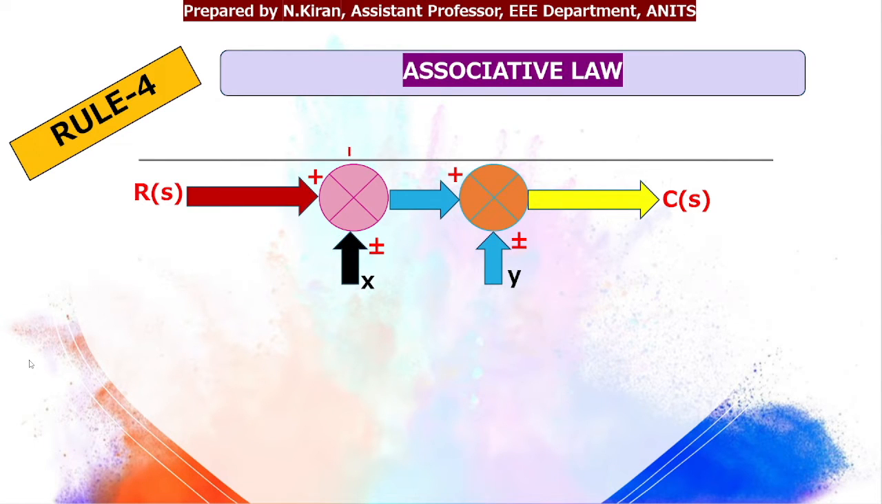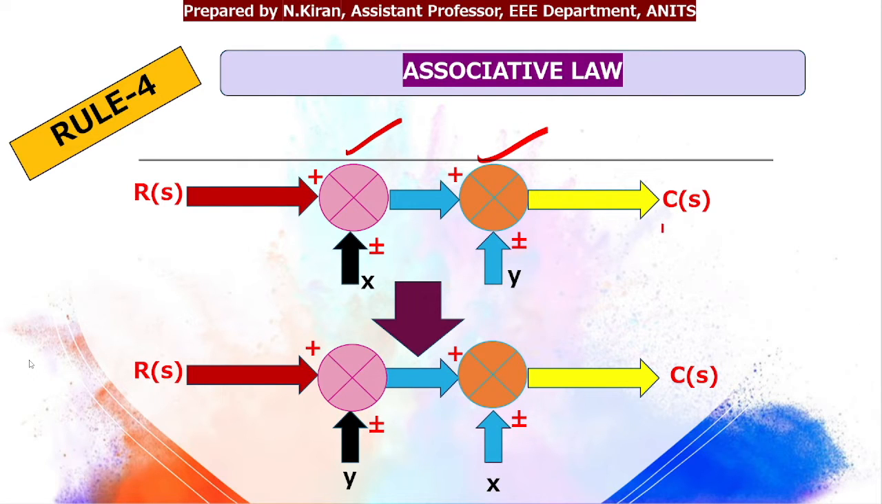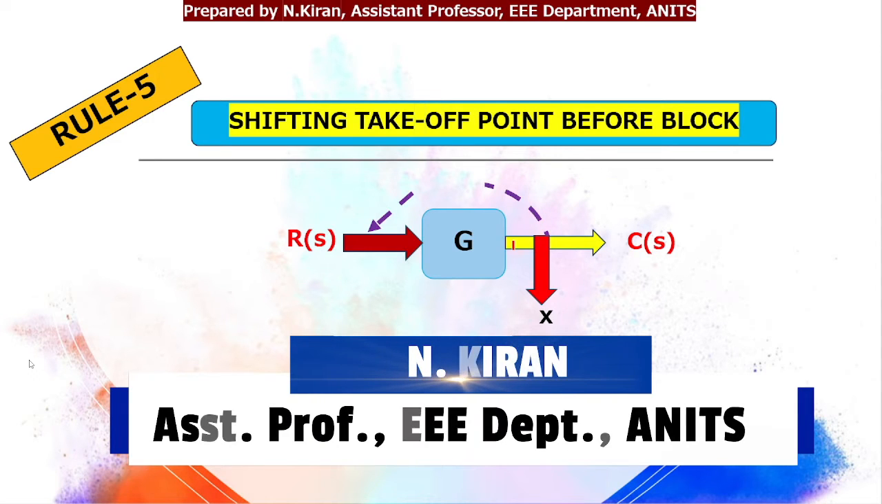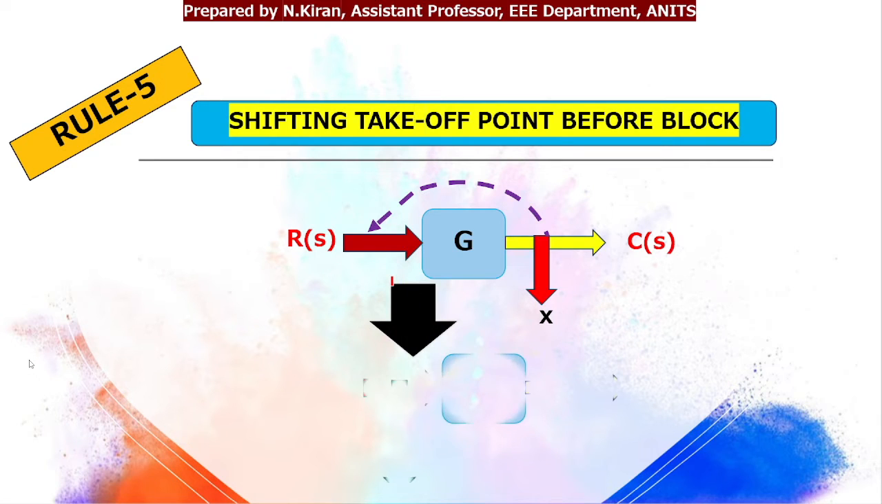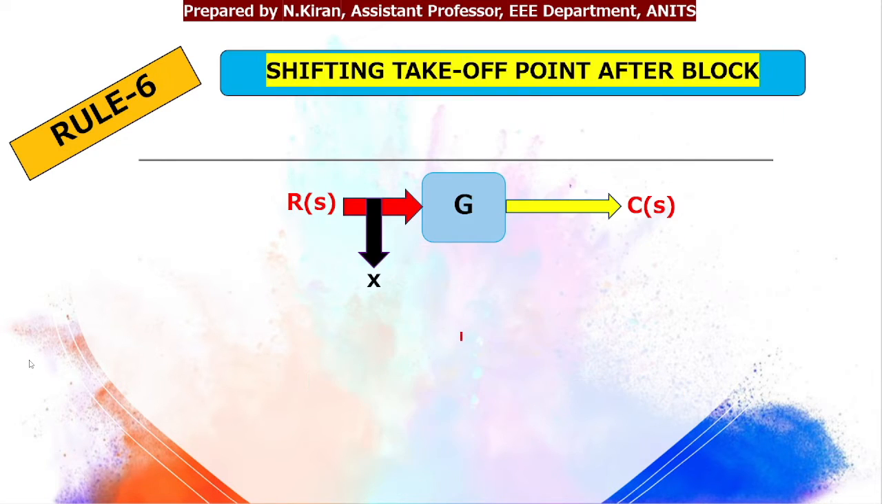Rule number 4, associative law. When I have two summing points adjacent to each other, I can interchange these two summing points, and the expression will remain the same. Rule number 5: I need to shift my takeoff point before block G. When I shift my takeoff point before block G, I need to multiply the takeoff point by the gain of that block G.